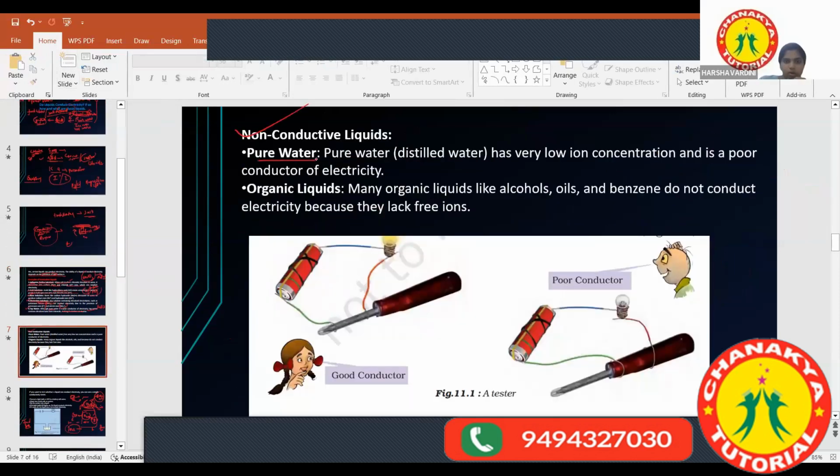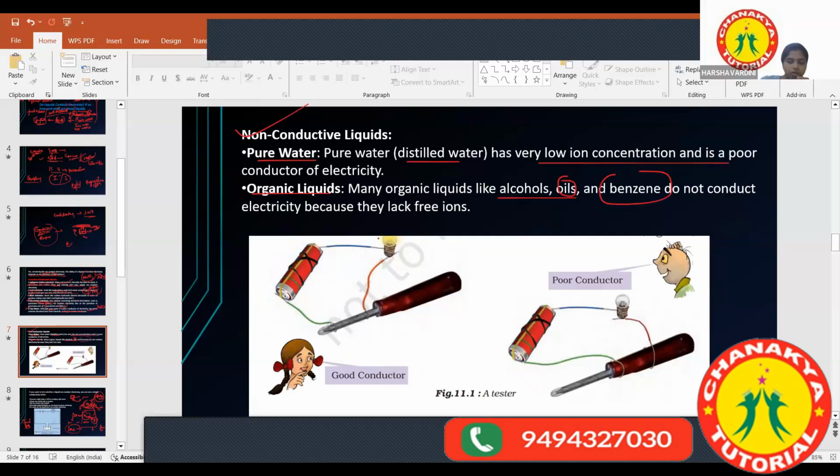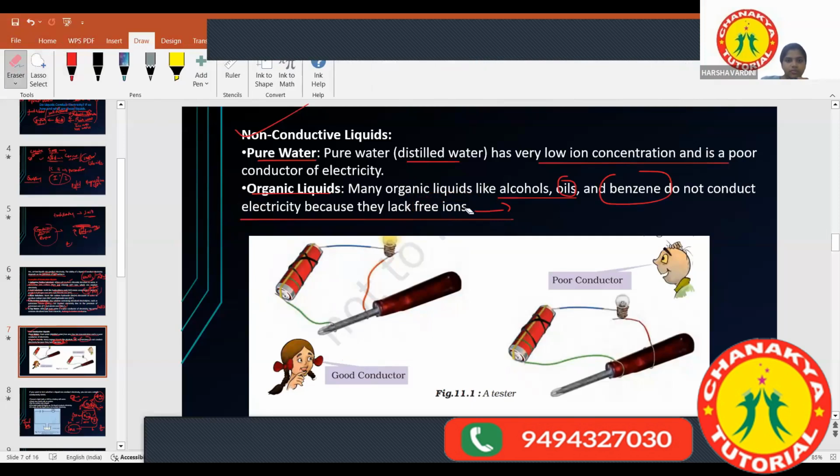Non-conductive liquids. Pure water, as we told, distilled water has very low ion concentration. Ma'am, this is from 7th class textbook, right, ma'am? No, this is your 8th standard NCERT book. Organic liquids, many organic liquids like alcohols, oils, benzenes do not conduct electricity because they lack free ions. We discussed about free ions, right? They don't have free ions, so they cannot conduct electricity. Yes, ma'am.